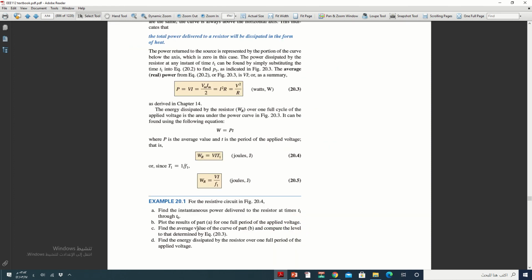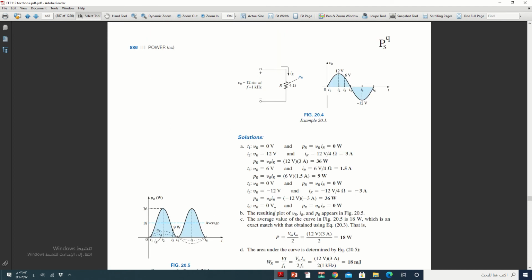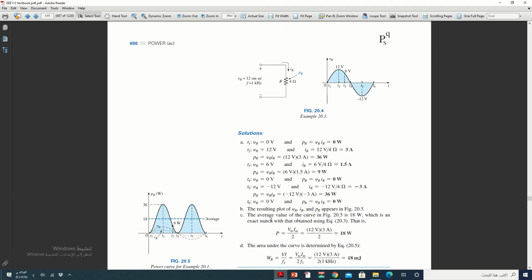Part C: find the average value of the curve in part B, and compare it to that determined by equation 20.3. Let us find the average. If we find 36 divided by 2, you will get 18.